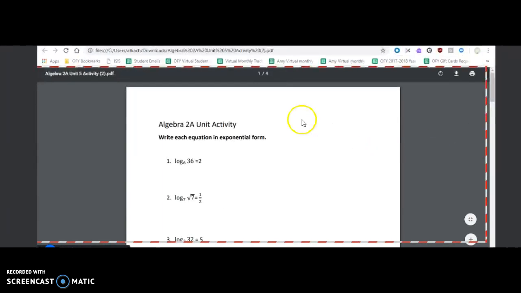Alright, we're going to look at this Algebra 2 Unit 5 activity and how to do it in a Google Doc so that it reads correctly. So, write each equation in exponential form. Let's take a look at what that would look like if we wrote it by hand.